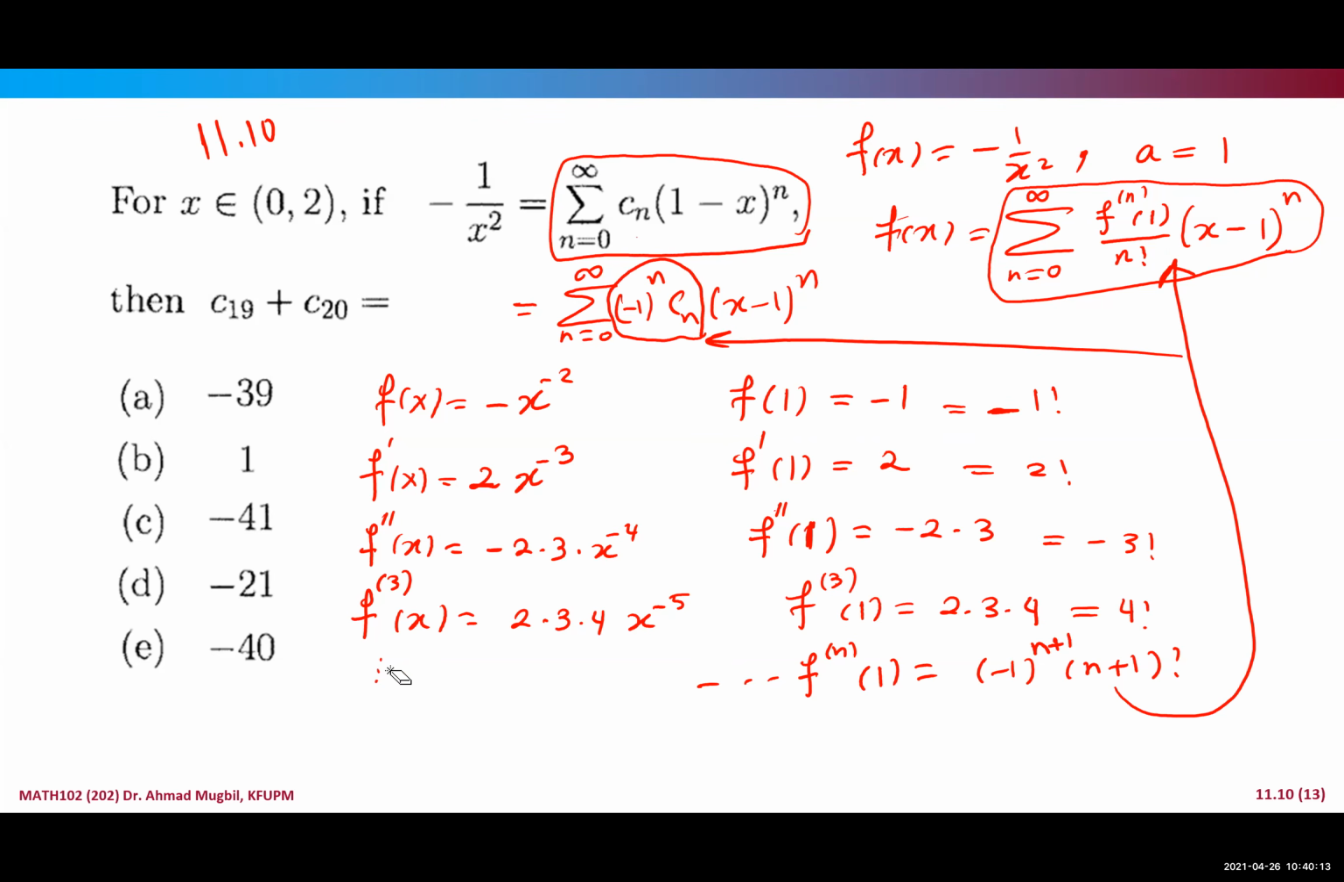Now from here we conclude that negative 1 to the power n c_n, which is this, equals this over n. So what is the nth derivative at 1? It is negative 1 to the power n plus 1 factorial over n factorial. Simplify, guys.